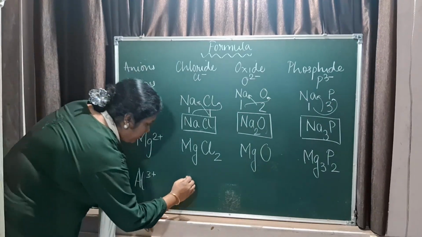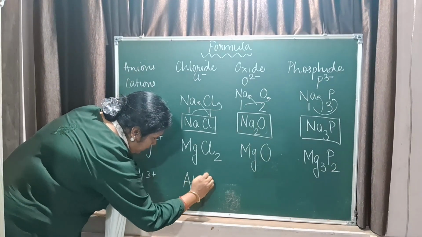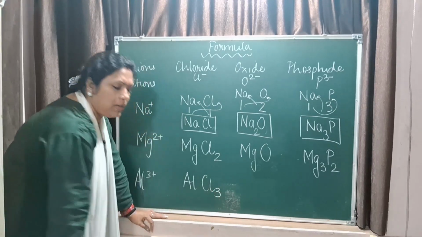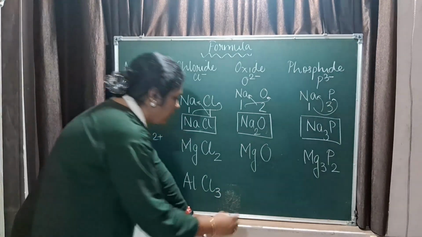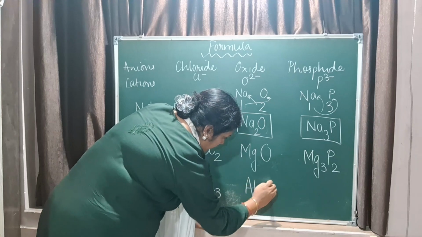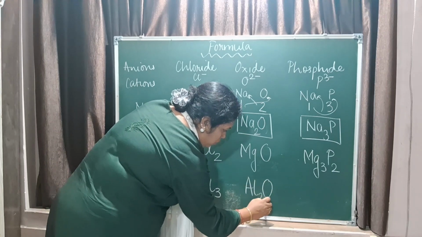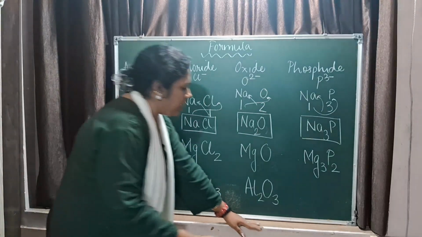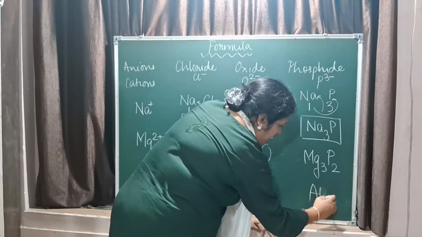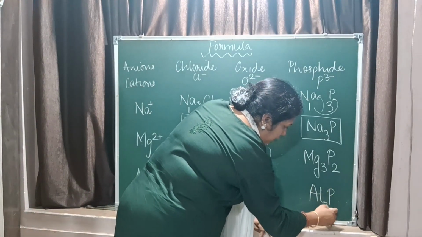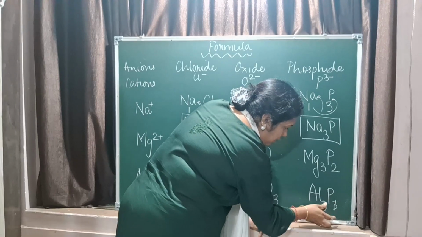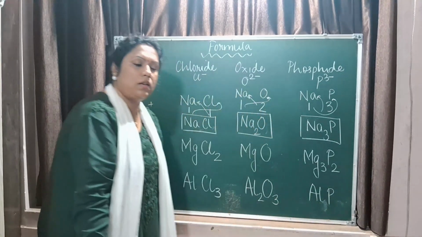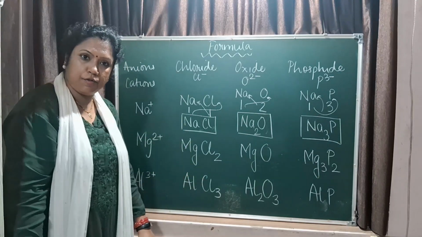Similarly, when you go to aluminium, aluminium chloride, chlorine valency 1, aluminium valency 3, AlCl3. Aluminium and oxygen, oxygen valency 2, aluminium valency 3, crisscross method. And last, Al, P, 3 and 3, 3, 3 cancel. So write only AlP. Understood? This is how we make the formula.